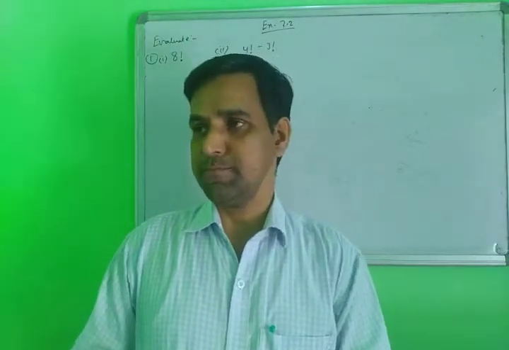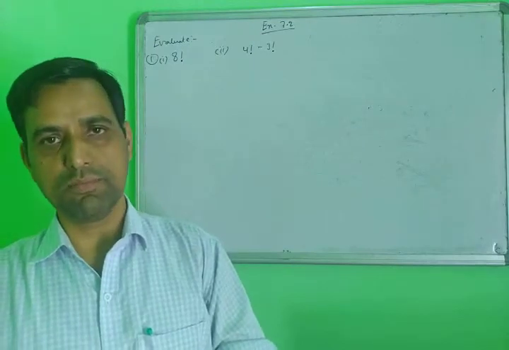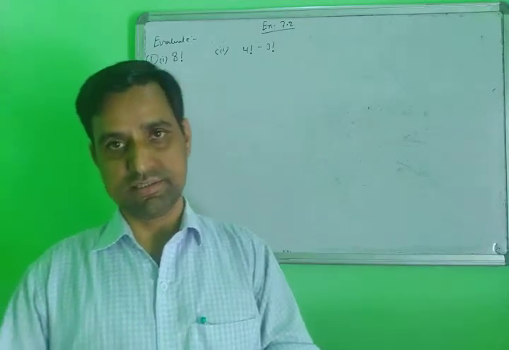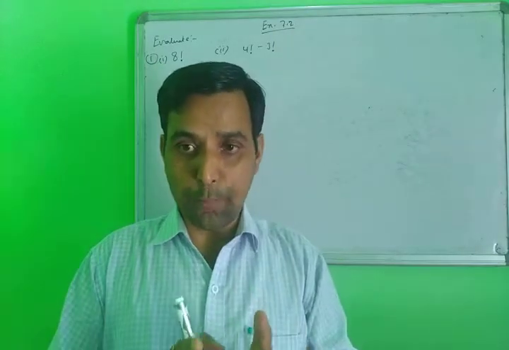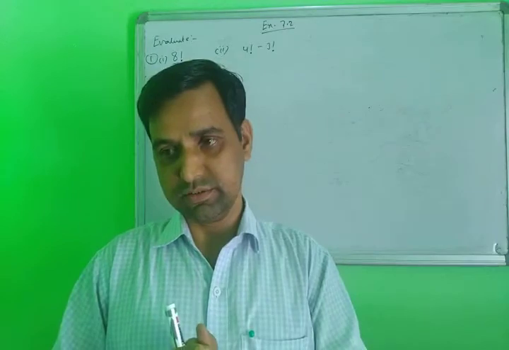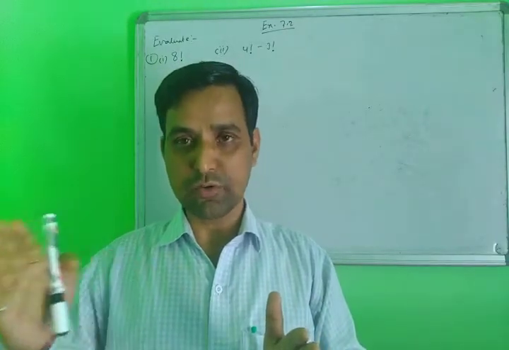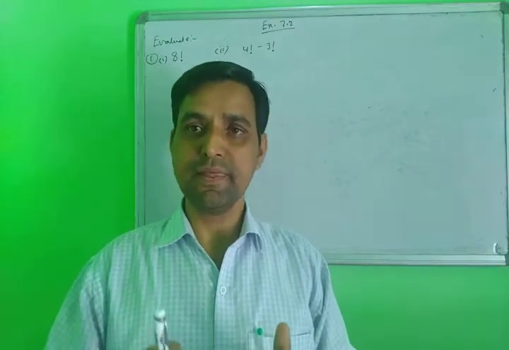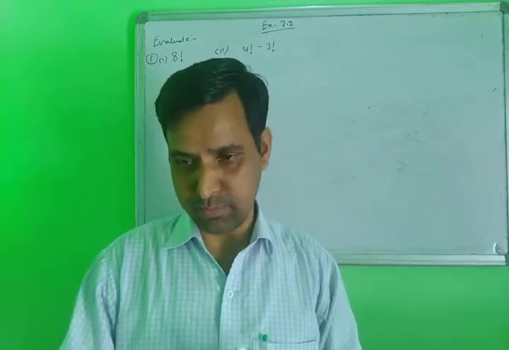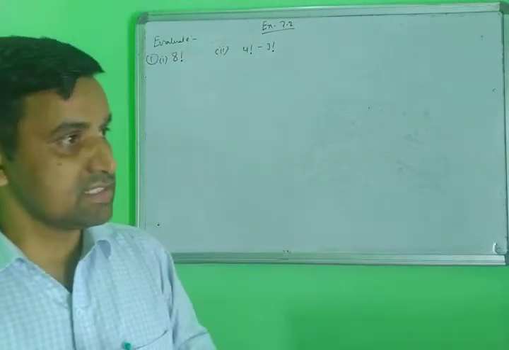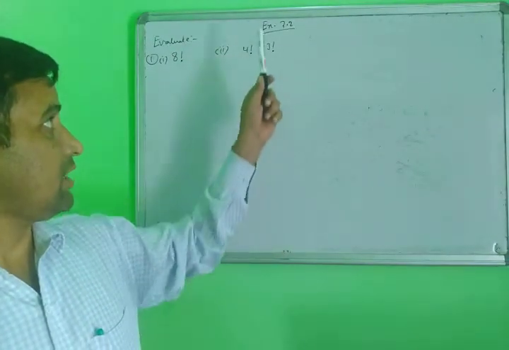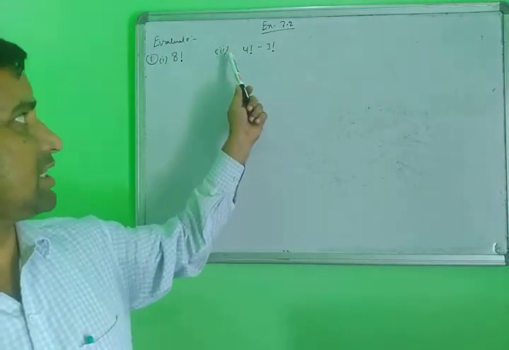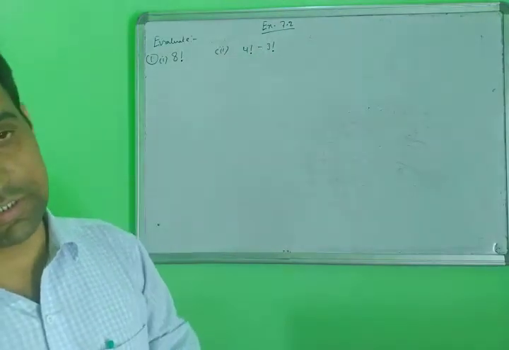Yes, class, good morning. Today we'll discuss problem solving of exercise 7.2, permutation. In this exercise, how to operate two factorial numbers: addition of two factorial numbers, subtraction of two factorial numbers, multiplication of two factorial numbers, and division of two factorial numbers. In this exercise 7.2, I am taking question number one: factorial 8, and the second part is factorial 4 minus factorial 3.